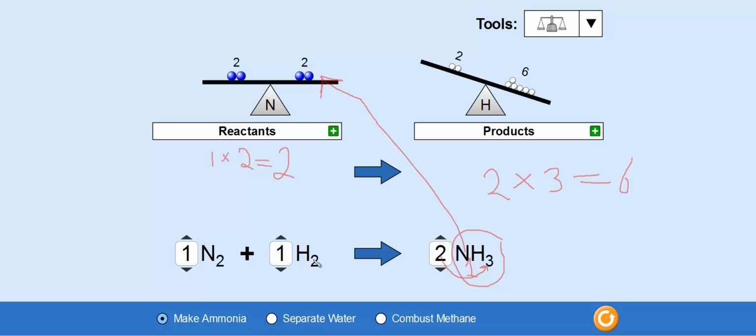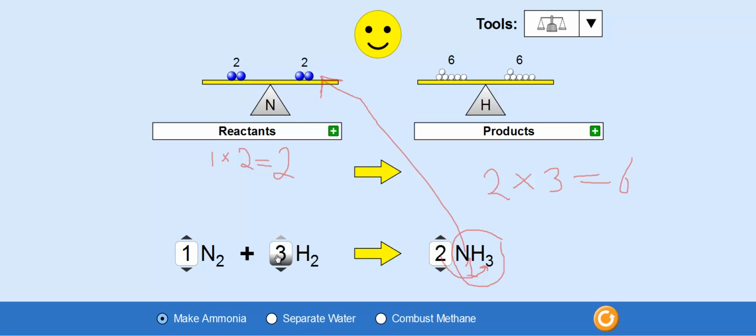Now we want to change that. To do that, all you have to do is change this number, this coefficient, to something else. If you put 2, now 2 times 2 is 4. So you have 4 hydrogens, which is still less than the product side. You increase it again, voila. Now we have 3 times 2 is 6. Therefore, we have 6 hydrogens on the reactant side and 6 on the product side. That's how you balance a chemical equation. You just keep changing the coefficients on both sides.